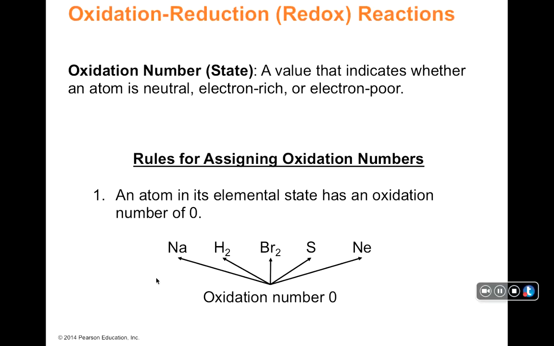An atom in its elemental state has an oxidation number of 0. So neon here, sodium, and then recall those atoms that occur as diatomic atoms, a couple listed here, hydrogen and bromine. They all have oxidation numbers of 0 because they're in their elemental state.